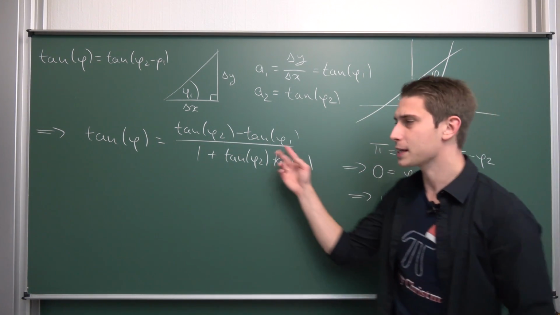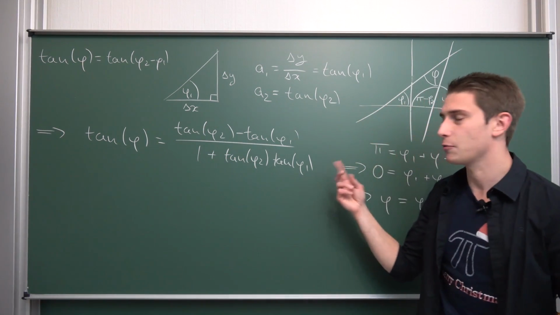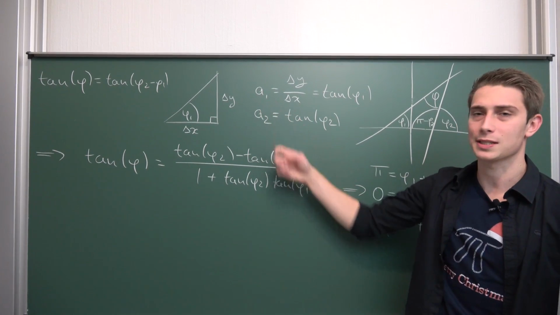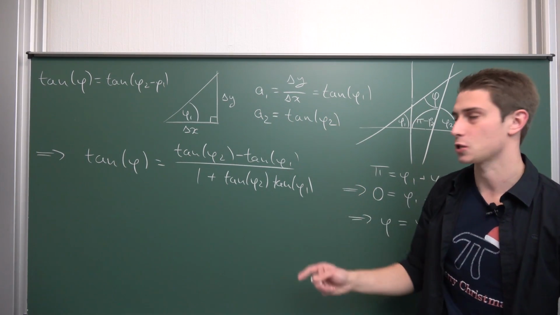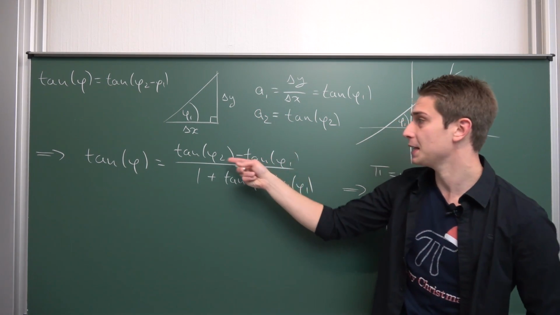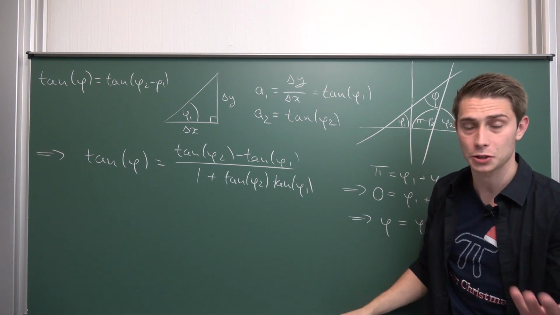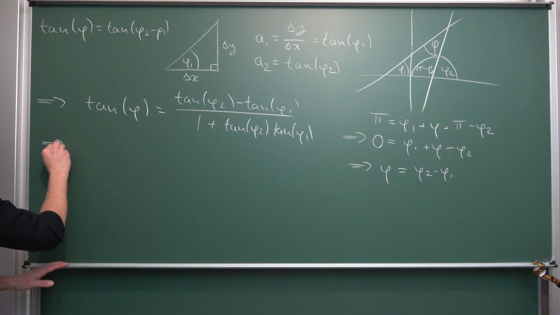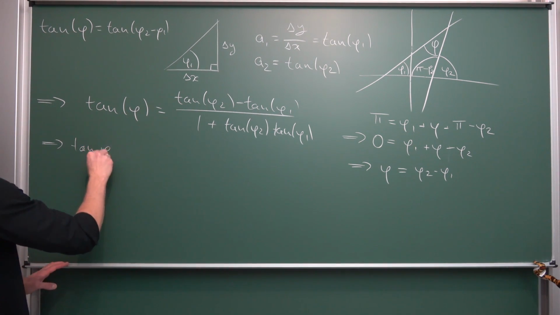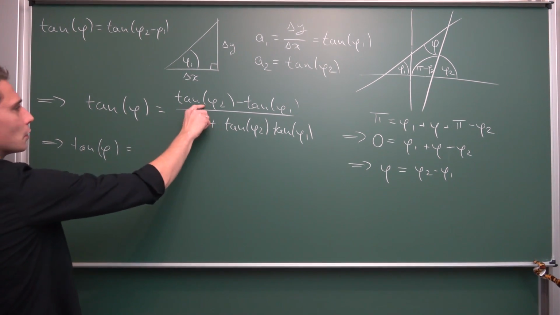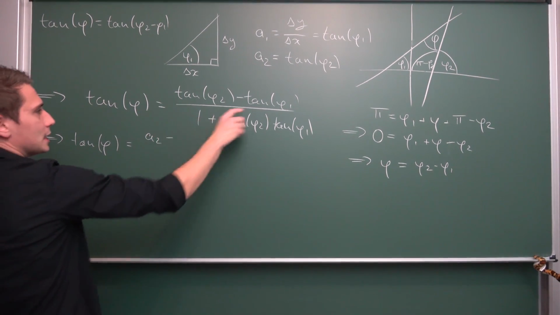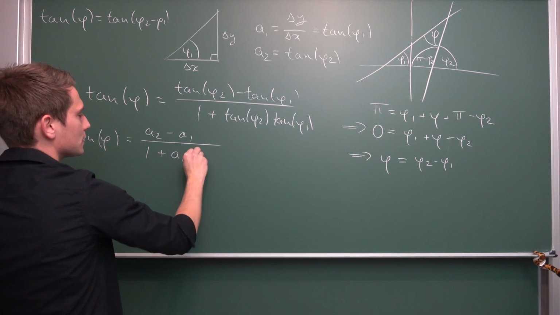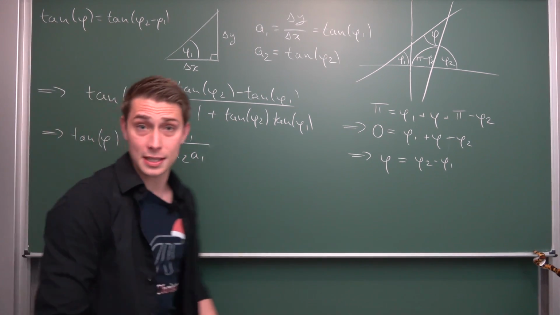Okay. Now we got this, but how does this help us? Now we have way more tangents. This is even weirder. Well, the good thing is our slopes are being defined by tangents right here, meaning we can substitute a1 and a2 into tangent phi 1 and tangent phi 2 respectively. Meaning overall we are going to be left with tangent of phi being equal to a2 minus a1 divided by 1 plus a2 times a1. And this is the tangent of phi.